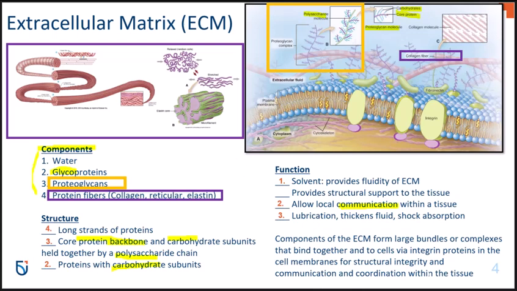And then the protein fibers, these are going to vary in quantity depending on the tissue that we're talking about, but these are long strands of proteins that are going to provide the structural support to the tissue. So you can see that the extracellular matrix consisting of these four components is going to contribute to some fluidity of the cell, but also some shock absorption, communication, and structural support.